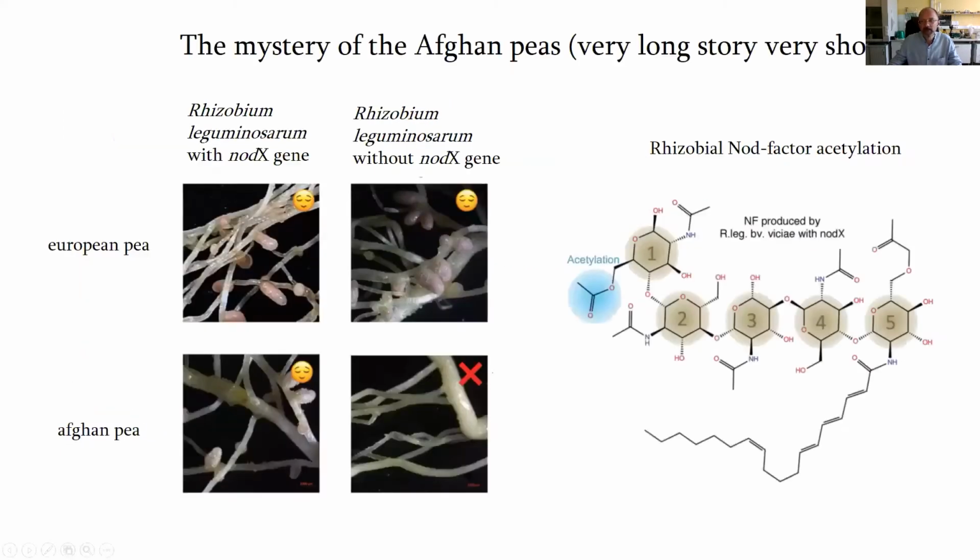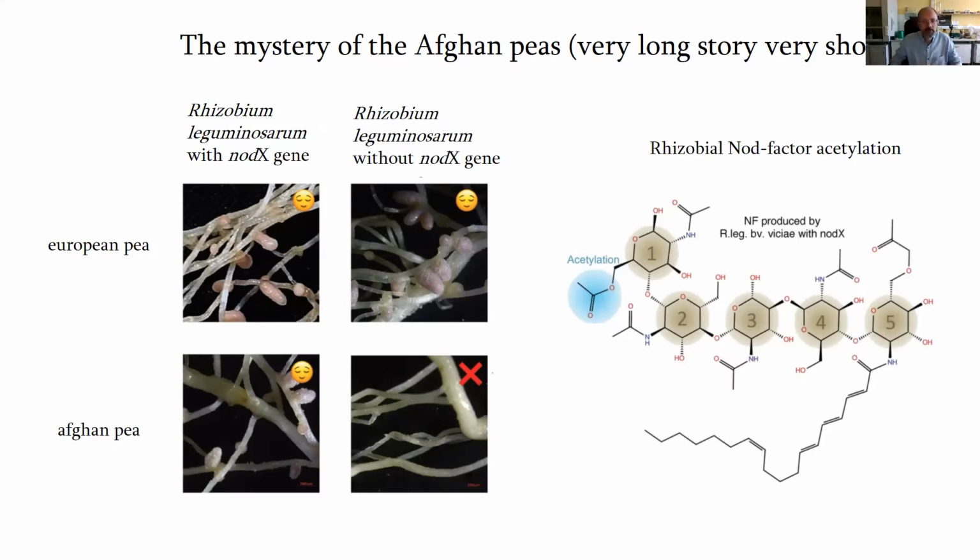And there is the mystery of the Afghan peas. It's a very long story, and I'll try to tell it very briefly. There are two lines of peas, European lines and Afghan lines, and both of them belong to the same pea species, Pisum sativum, and rhizobia isolated from each line also belong to the same species, Rhizobium leguminosarum.